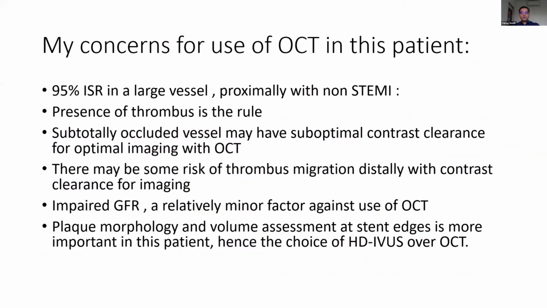So my concern for use of OCT in this patient would be that the patient had 90 to 95% ISR in a large vessel proximally with a non-stenting, and therefore presence of thrombus is the rule. A subtotally occluded vessel may not have optimal contrast clearance for optimal imaging with OCT. There may be some risk of thrombus migration distally with contrast clearance for imaging. Impaired GFR of up to almost 15 to 20 ml probably is not a major factor against the use of OCT. One can use dextran also.